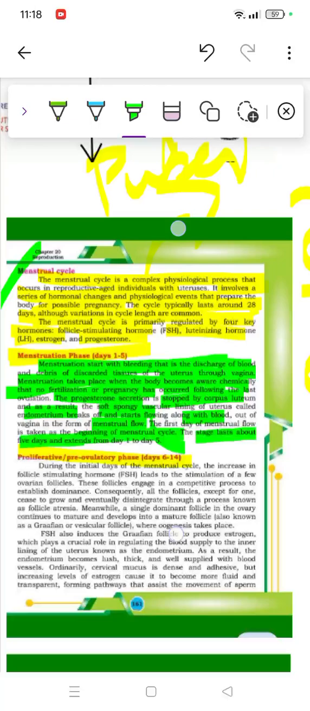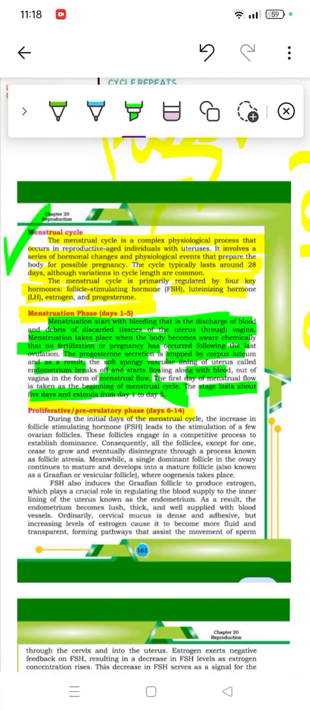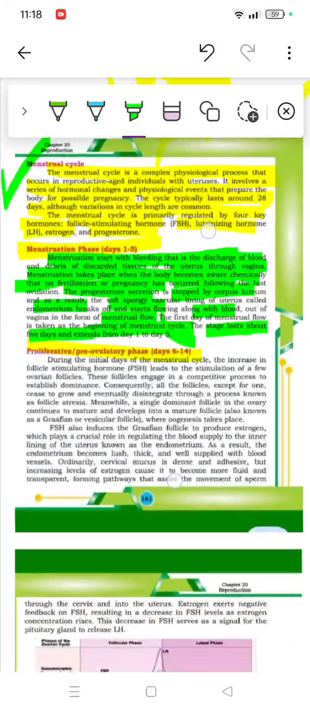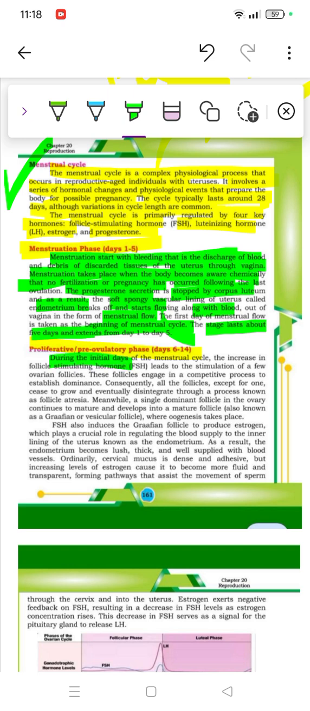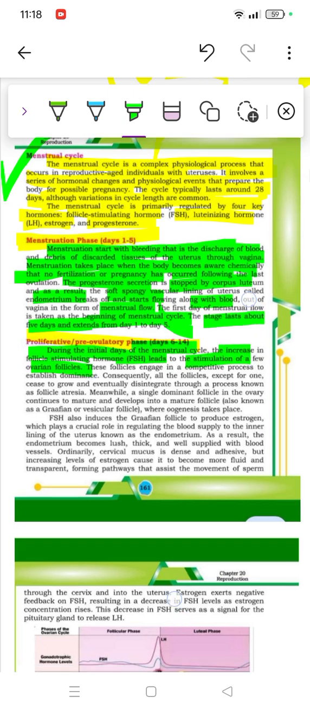So here comes another part, which is the proliferative or pre-ovulatory phase. Let's see what's here. During the initial days of the menstruation cycle, the increase in follicle stimulating hormone FSH leads to stimulation of a few ovarian follicles. This is quite important for MCQs. If I just write it over here.